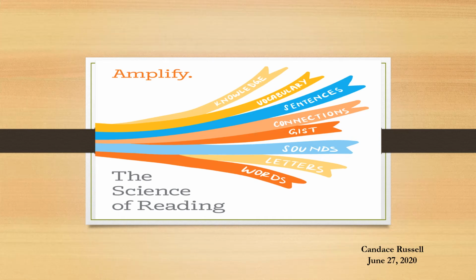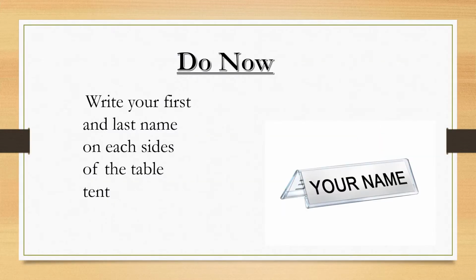Today's session will be on the science of reading. Your job now for this session will be to create a table tent using the cardstock provided. On both sides of the cardstock, you are to write your first and last name legibly and visibly.